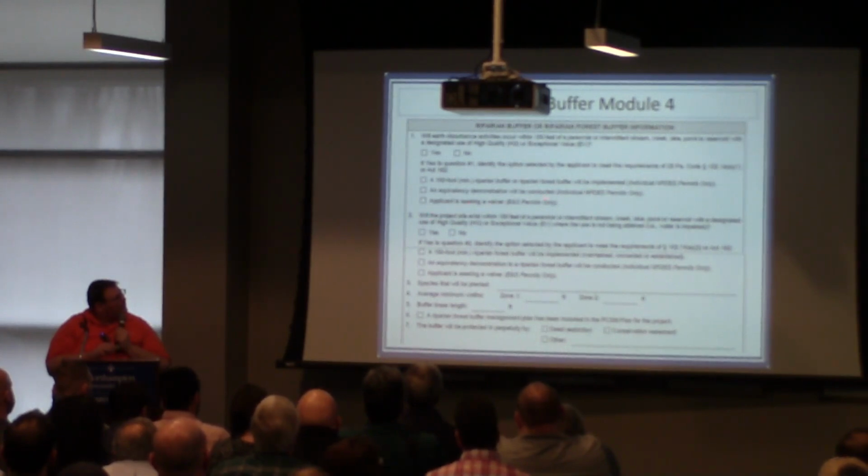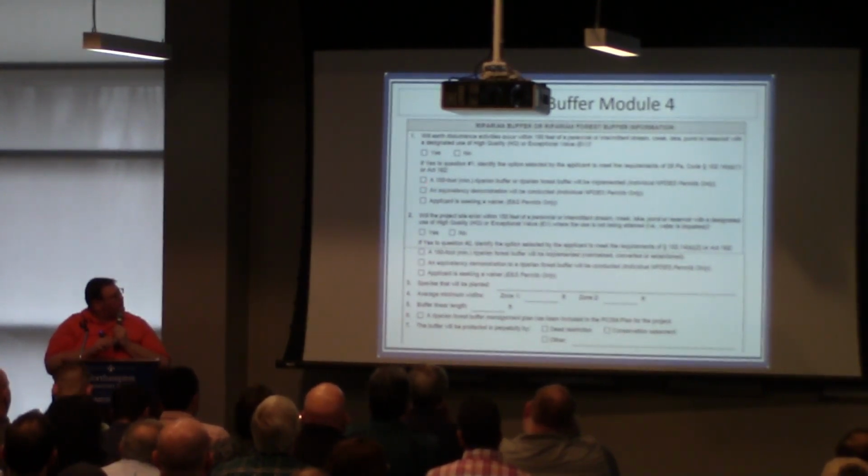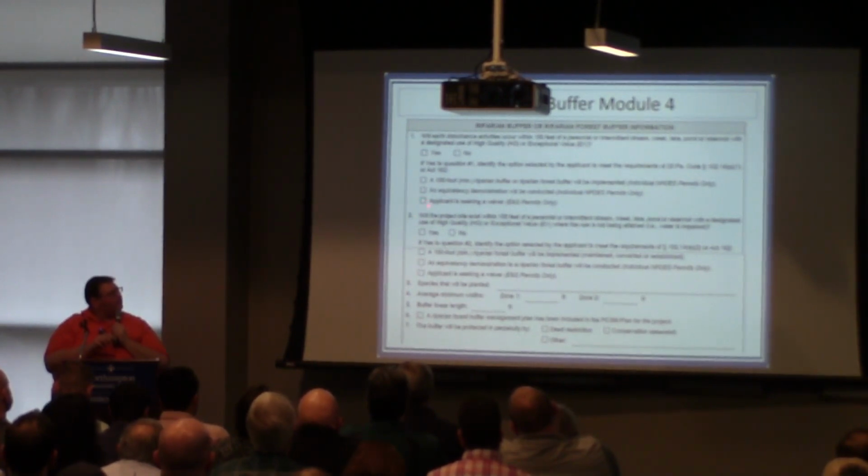An equivalency demonstration will be required. Applicants seeking a waiver. So you're going to identify what's actually happening here. Are you actually going to be utilizing the riparian buffer? Are you disturbing it? And if you are disturbing it, you're going to need to provide an equivalency demonstration. And yes, we are disturbing it, but it's a waiver. And that's only for E&S permits. That's important to note, because waivers are no longer available for individual permits.